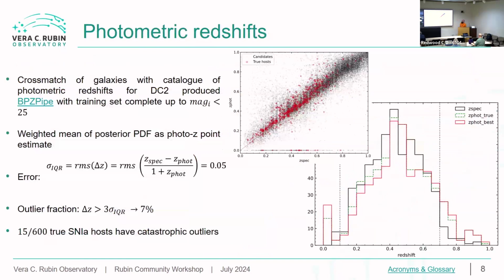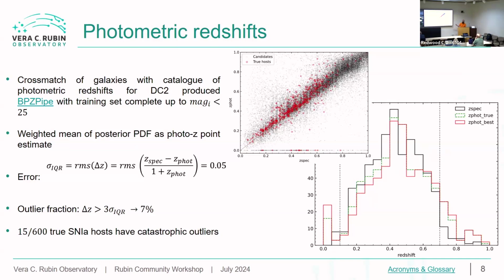Then we used a catalog of photometric redshift that again was computed by the Dark Energy Science Collaboration using a training set up to magnitude 25. Here you can see the scatter plot with photometric versus spectroscopic redshift. The mean uncertainty is 0.05, and there is a 7% fraction of outliers.